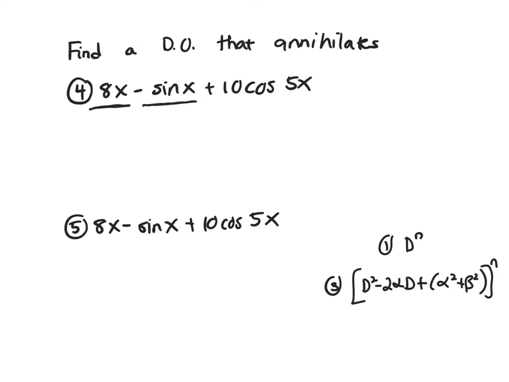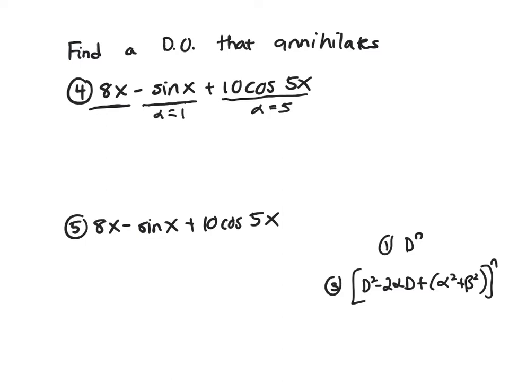Minus sine x, you don't have to worry about the minus. The sine x is pattern 3, operator 3. But the alpha here is 1. 10 cosine 5x, you do not have to worry about the 10, is also case 3, but your alpha is different. It's 5. So when you've got different patterns, what you do is you find a differential operator for each one and you multiply them together.